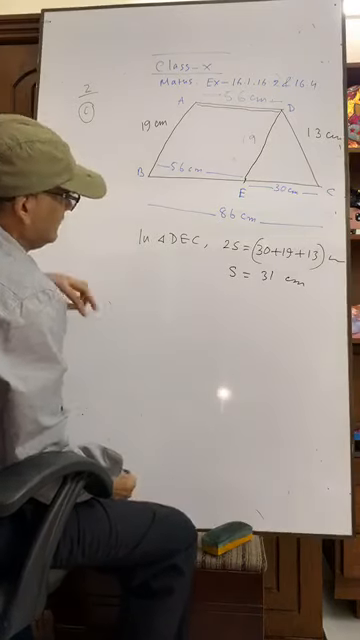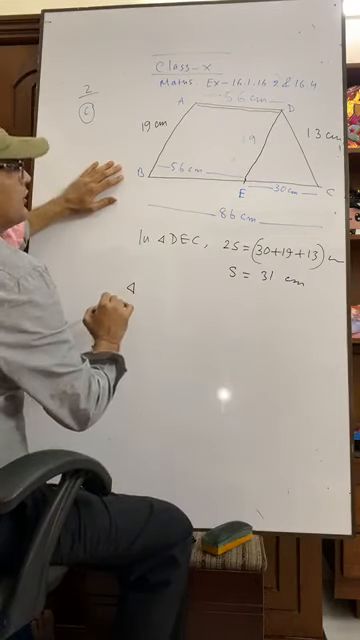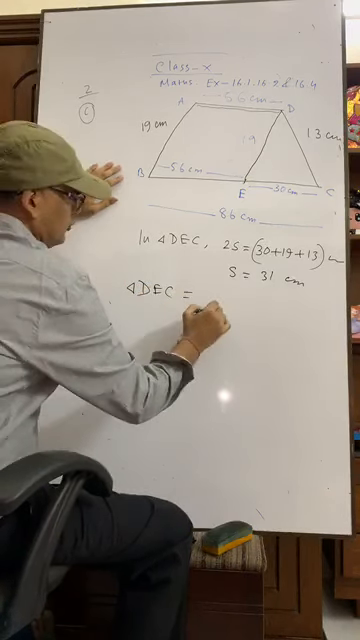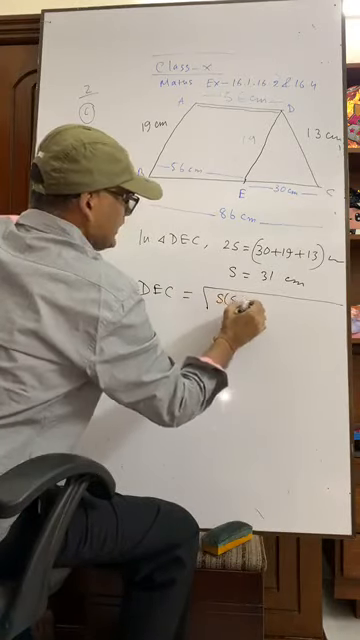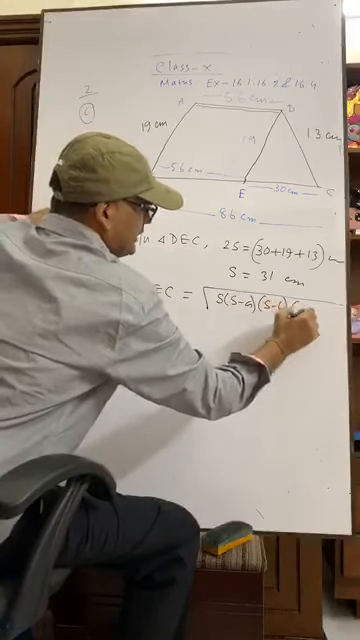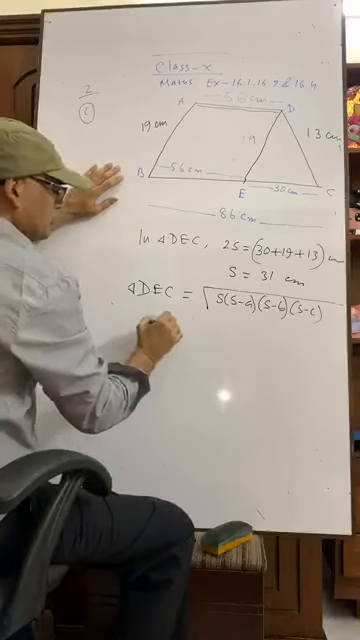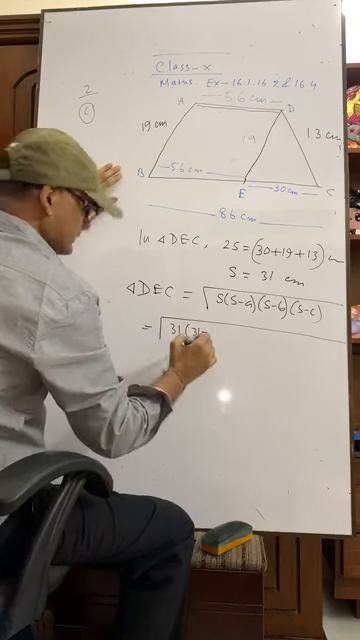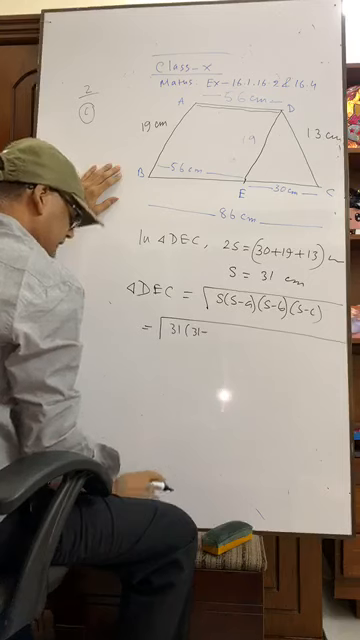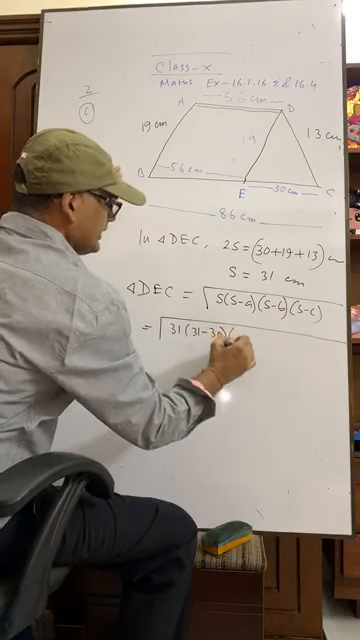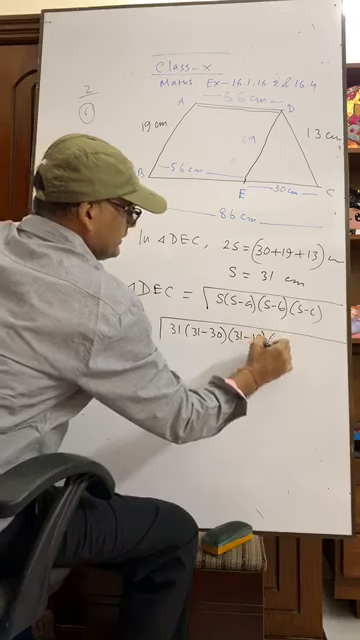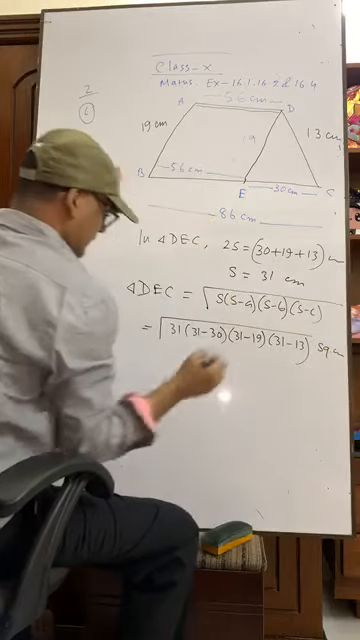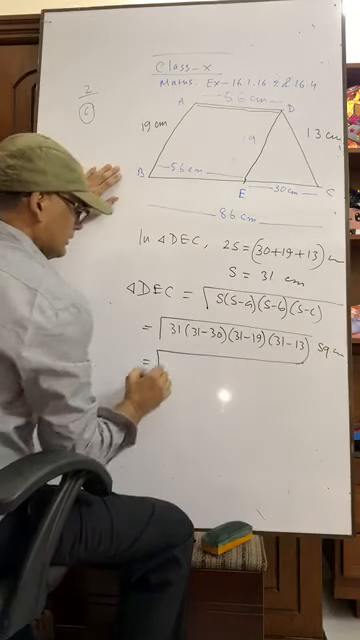Now we also know to determine the area of a scalene triangle, that is area, write down area, triangle DEC is equal to root of S into S minus A, S minus B, S minus C. Now you write down what is S here? 31. A is 31 minus 30, 31 minus 19, 31 minus 13 square centimeter. Okay. Now use the calculator.